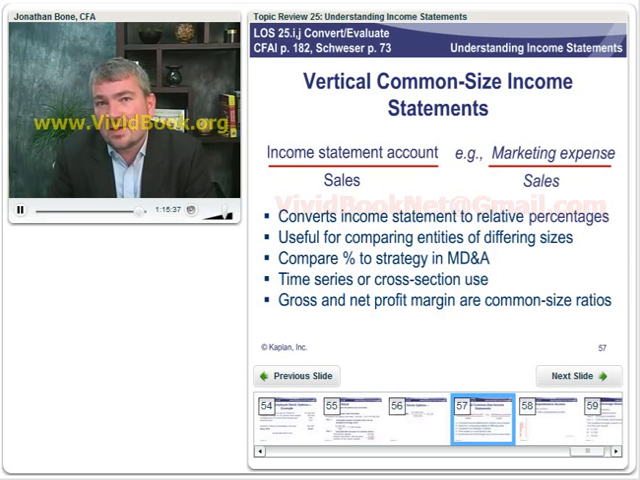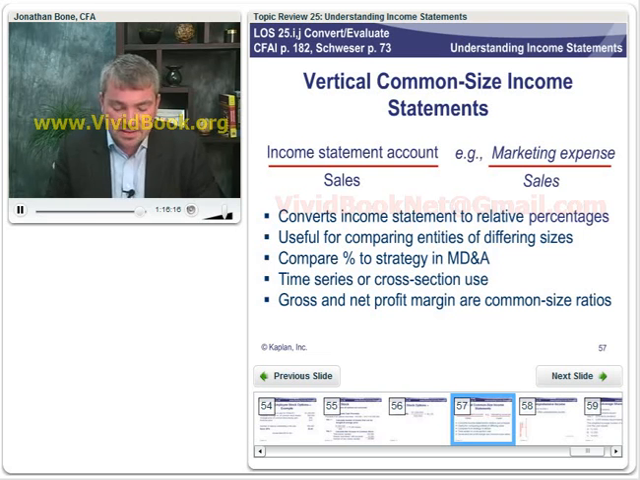Simply, the way we do this is we take the income statement line and divide it by sales. So every item in the income statement is shown as a percentage of sales. For example, marketing expense divided by sales, cost of goods sold divided by sales, interest divided by sales. Everything is shown as a percentage relative to the sales. Then we can look at our management discussion and analysis and see if these percentages make sense. We can look at time series, how these percentages are changing over time for the company. And we can look at cross-sectional and compare firms of differing size.